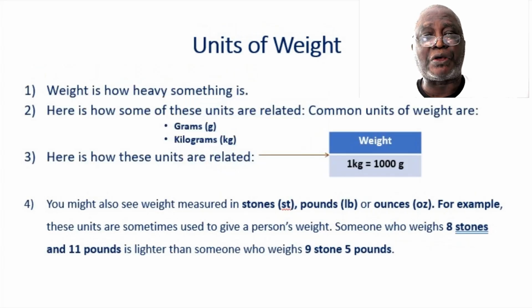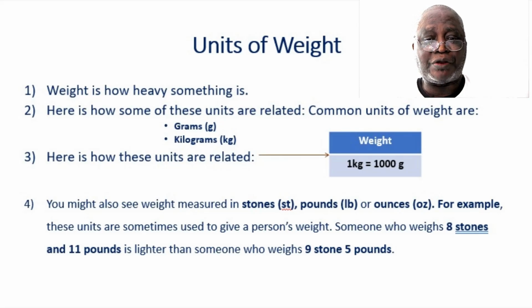Weight is how heavy something is. So when we're talking about the units of weights, what are we talking about? One of the smallest units is grams, which is represented in writing with a small g. Then you have kilograms. But what are their relationships? 1,000 grams is equivalent to 1 kilogram, or 1 kilogram is equivalent to 1,000 grams. Whenever you hear kilo, think about 1,000.